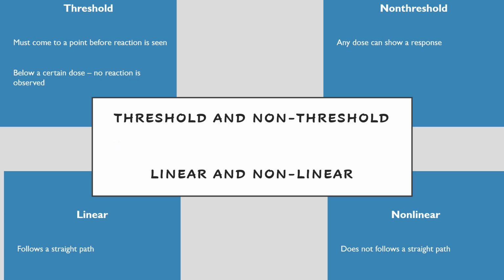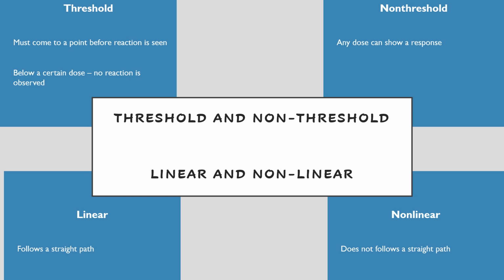So I've already discussed this before, but we're definitely going to talk about it now. Threshold and non-threshold, linear and non-linear. Threshold is must come to a point before reaction is seen. Below a certain dose, no reaction is observed. That's threshold. Linear is just follows a straight path. It's a straight line. Non-threshold, any dose can show a response. Non-linear, dose does not follow a straight path.